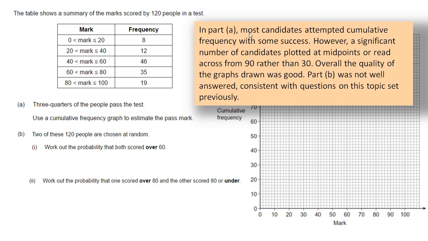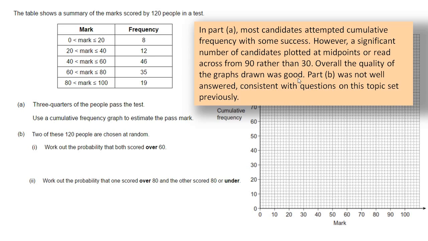Well, it says that in part A, most candidates attempted cumulative frequency with some success. However, a significant number of candidates plotted at midpoints. It's when they should have been looking at the quartiles. Anyway, they plotted at midpoints, or they read across from 90 rather than 30. Now we'll have a look at that and see why that mistake was made. So it should have gone across at 30, but for some reason went across at 90. Overall, they say the quality of the graphs drawn though was good. So people drew a good cumulative frequency graph, even if they got certain things wrong.